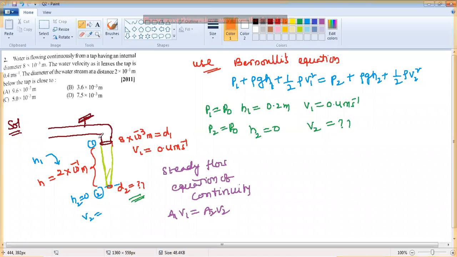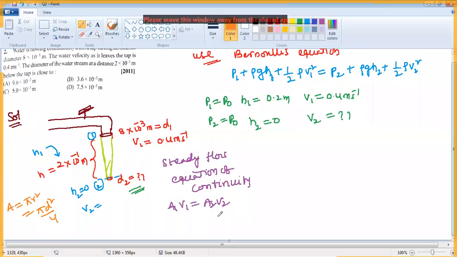Now use the relation: A is nothing but pi r square, since the cross section is a circle. That is pi d square by 4. Now this is d1 square V1 equals d2 square V2. So by using this relation, we can solve this. Now this is equation 1. Let us take this as equation 2.